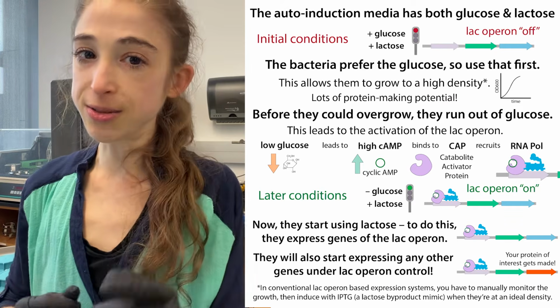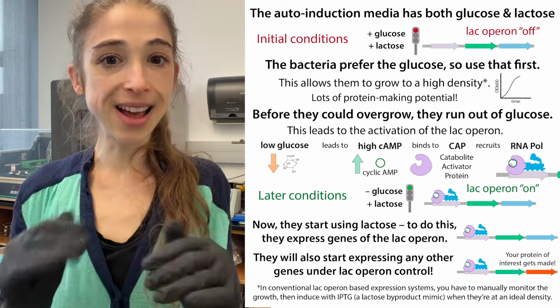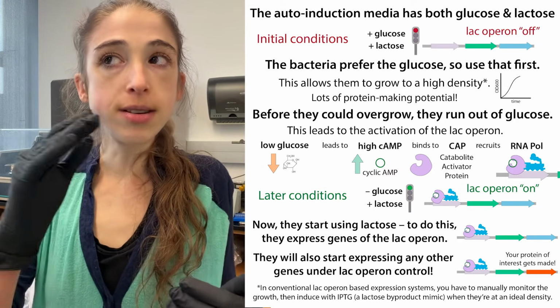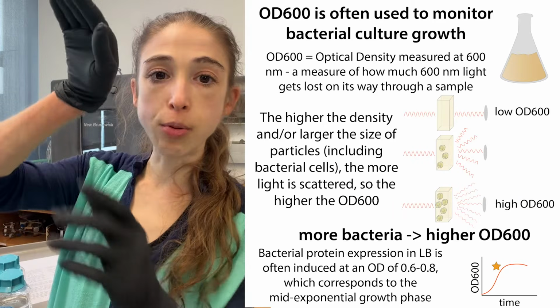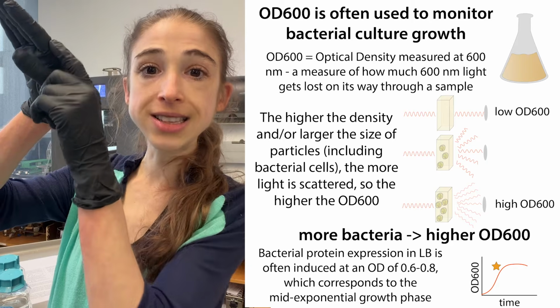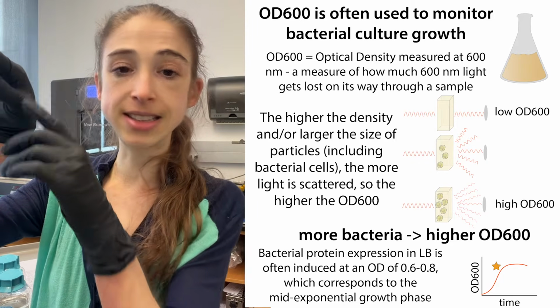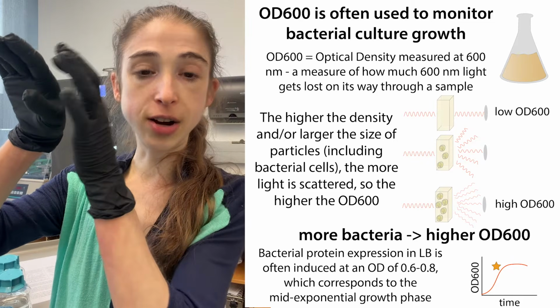Or we can use autoinduction. I like the autoinduction method because it allows me to be lazy. With the IPTG induction, you need to make sure that you're timing things so that the bacteria are at that point in their growth when there's lots and lots of them. They haven't started overgrowing and they haven't started dying, but there's enough of them that you can get a lot of your protein made.